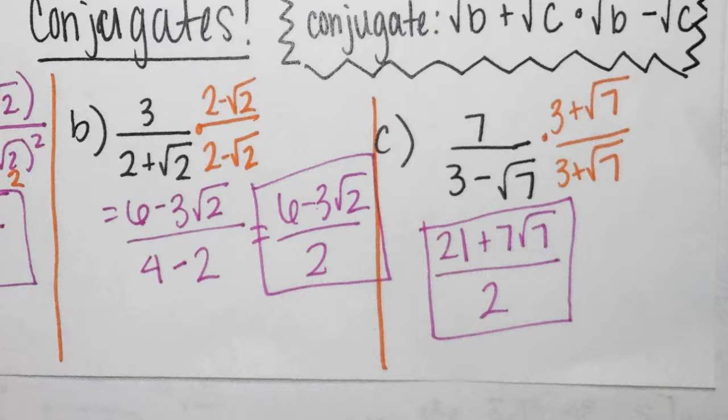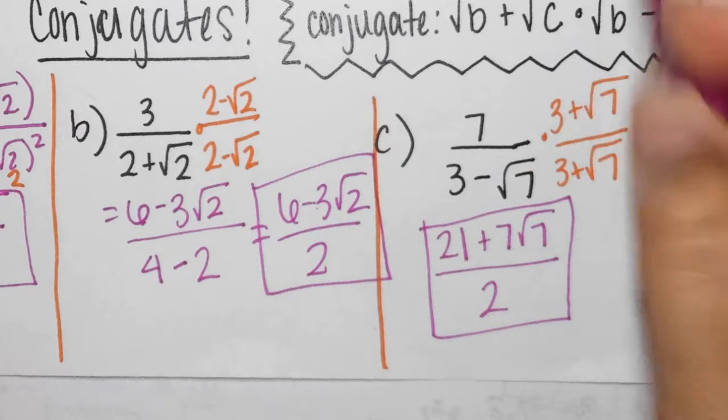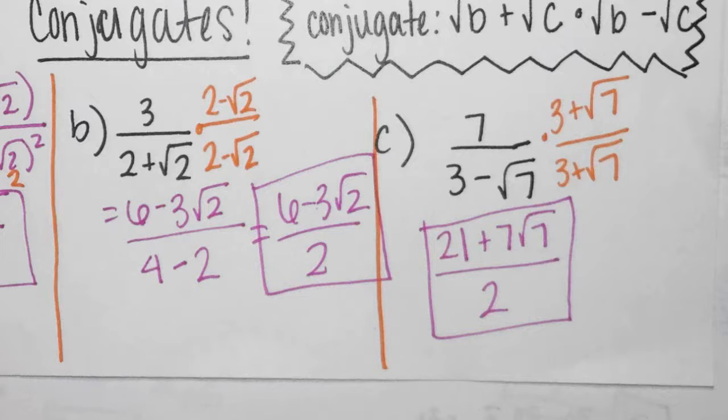Three squared is 9. Square root of 7 squared is 7. 9 minus 7 is 2. Yes. Is it 7 times? Oh, it should be 3. Wait. No, that's right. 7 times what? Say it to me again.